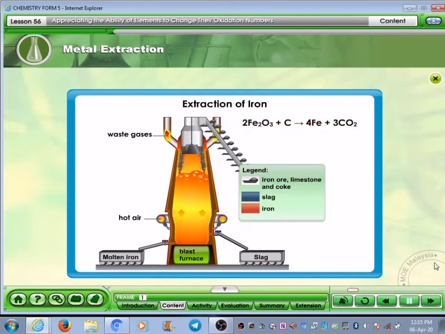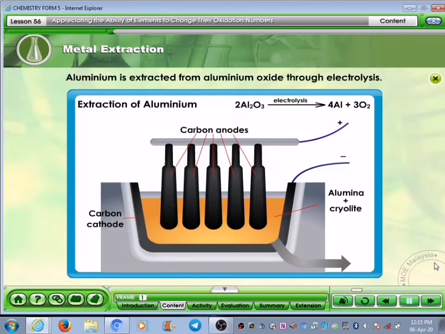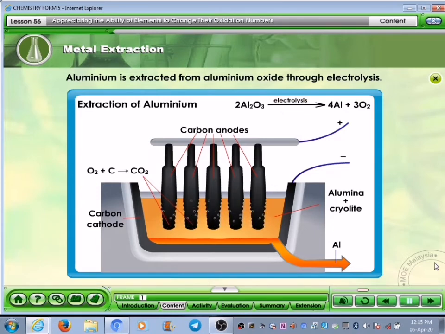During the reaction, iron undergoes a change in oxidation number from +3 to 0. On the other hand, aluminium is extracted from aluminium oxide through electrolysis. The electrolysis is done in cells, as can be seen in the animation. During electrolysis, aluminium undergoes a change in oxidation number from +3 to 0.